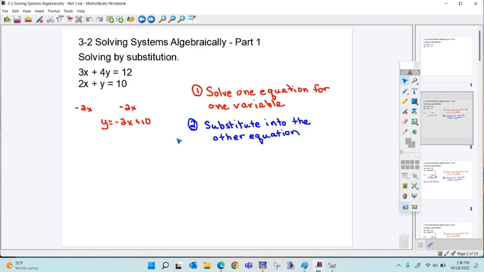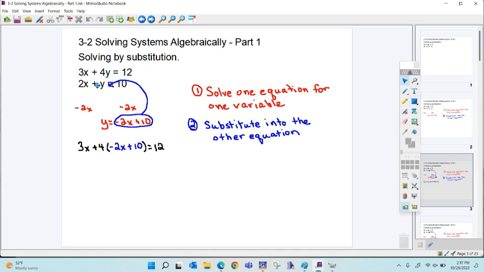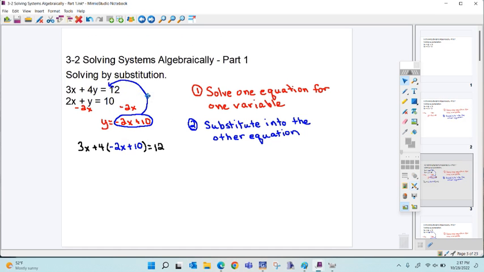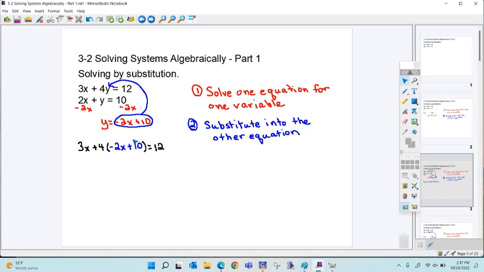Then we need to take that and plug it into the other equation where y is. So you take out this y and put in negative 2x plus 10. Let's see how horrible this looks. Okay, so I just needed to pull that down a little bit. There we go. All right, so here's your y. We solved this one for y. Then you take this and plug it in here so it looks like this: 3y, 4 times negative 2x plus 10 equals 12.